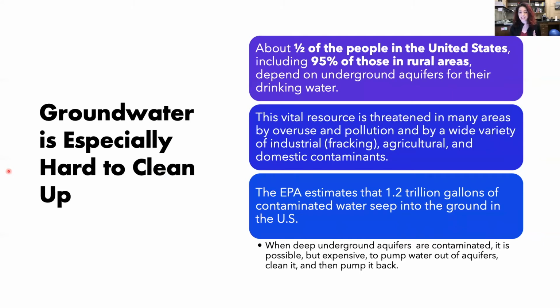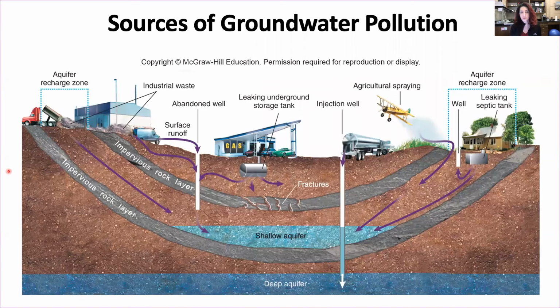The EPA estimates that 1.2 trillion gallons of contaminated water seep into the ground in the United States. When a deep aquifer is contaminated, it's very, very hard to clean up because you have to pump it to the surface, clean it, and then pump it back into that aquifer. So what are some sources of groundwater pollution?